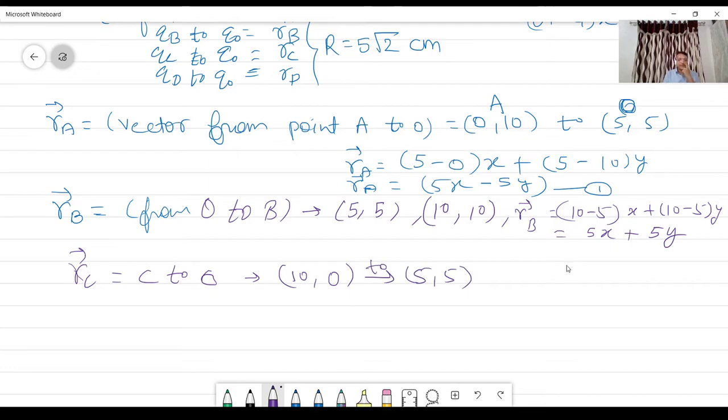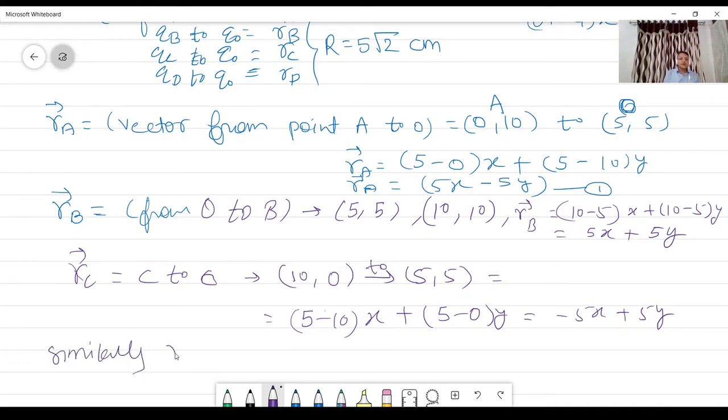You can check in the figure again. So I'll write this vector by using the same approach, end point minus starting point. It will be 5 minus 10 x plus 5 minus 0 y. I can write here minus 5x plus 5y. And similarly, I can write RD also. RD will also be equal to minus 5x minus 5y if I use the same approach.